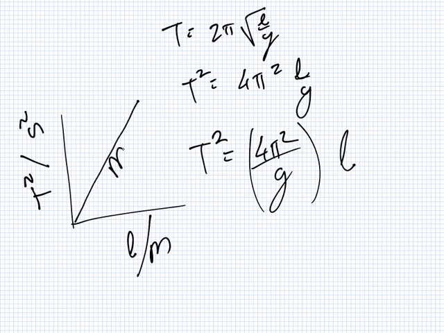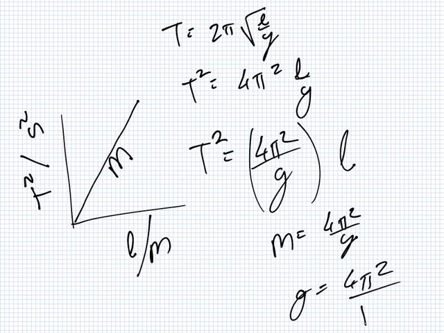And the slope of this is 4 pi squared over g. So then what would the g equal? That would be 4 pi squared over m. Yeah, 4 pi squared over g is a constant.